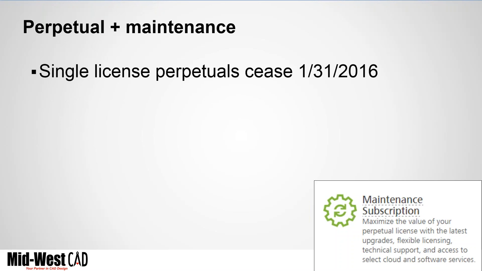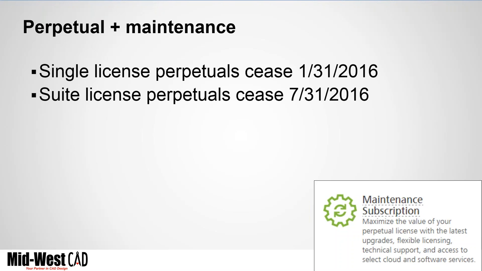Now, the single license perpetual sale, that is buying a single seat of AutoCAD, is no longer going to be available after January 31st of next year. So if you came in the middle of February 2016 and said, I'd like to buy a seat of AutoCAD, you won't be able to. And that's not Midwest CAD saying that. That's Autodesk saying that. Now, when we talk about a single license type of product, we're talking about, say, just AutoCAD, not a product suite that includes several different products. But that will stop on January 31st. Now, suite-based license products, this would be like a product design suite, something along those lines, those will no longer be offered after July 31st of next year.